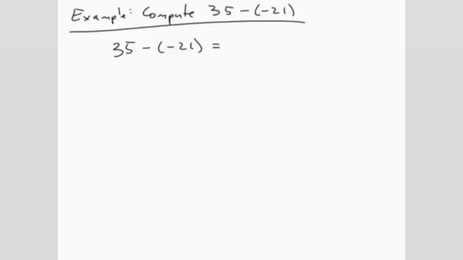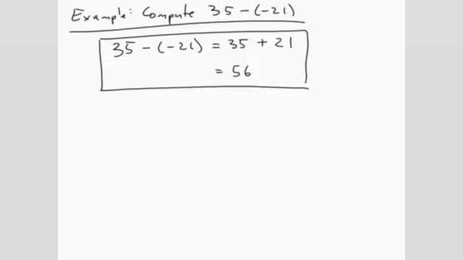Example, compute 35 minus -21. This is the first time we've seen a calculation where we are subtracting a negative. But if we follow the procedure, we will be able to do the calculation. The first number is 35, and the second number is -21. First number minus second number is equal to first number plus the opposite of the second number, which in this case is 21. And 35 plus 21 is 56.